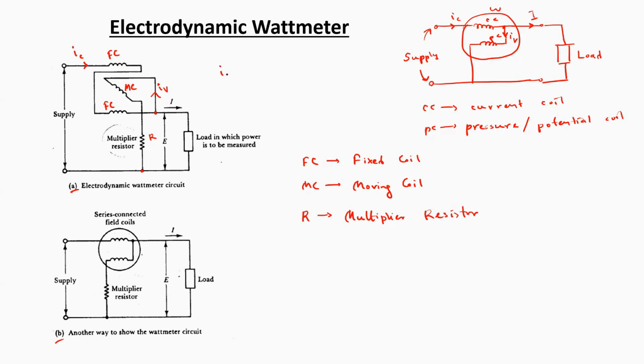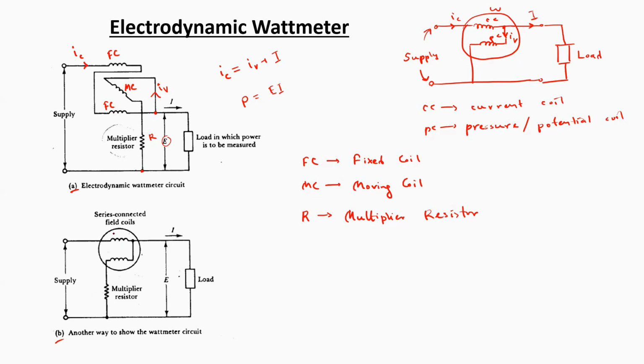So the current flowing through the fixed coils, or the current coil, is IV plus I, where capital I is the current flowing through the load, and here the capital E represents the voltage across the load. So using the wattmeter, the intention would be to measure the power in terms of the multiplication of E into I. Now figure B is actually showing a simpler representation of the wattmeter, showing the connection in terms of the conventional symbol that we use while representing the wattmeter.